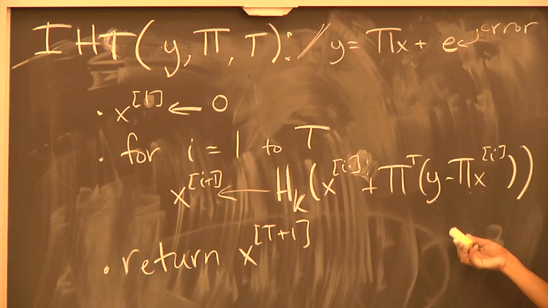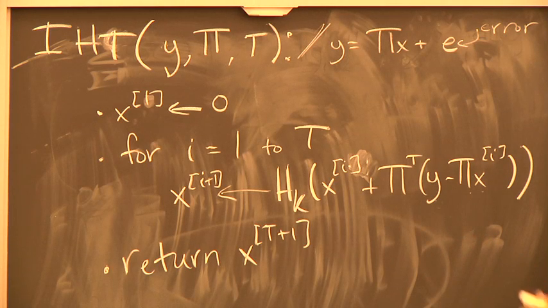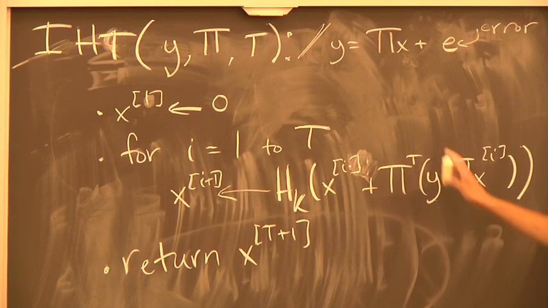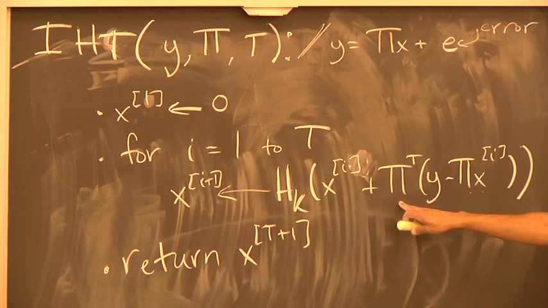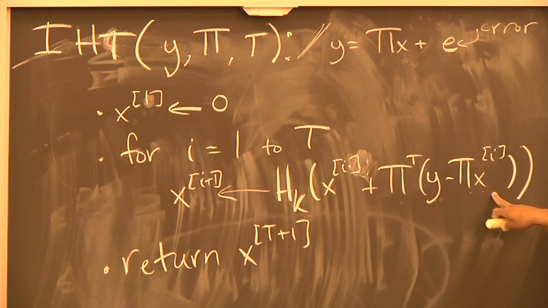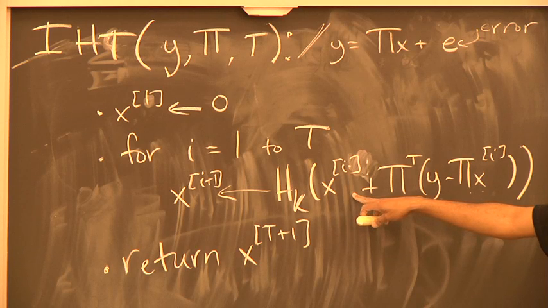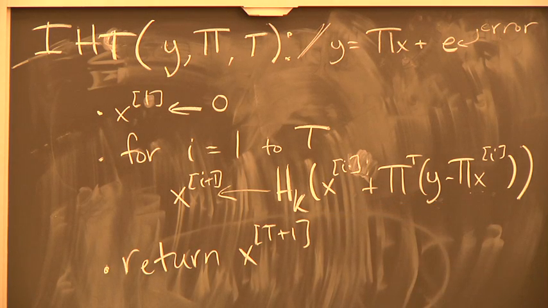And now pi transpose pi, in a lot of these things, you should think of pi transpose pi as trying to be the identity matrix. So pretend pi transpose pi were the identity matrix. We would have x minus xi plus xi, which is just x. And hk is what they call the hard thresholding operator, which just keeps the largest k entries in magnitude.